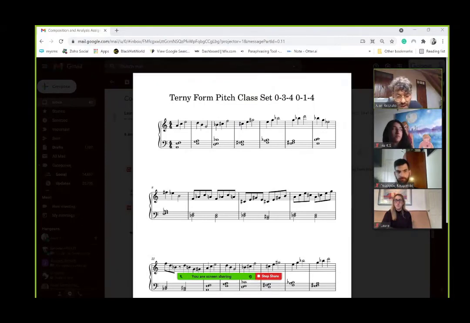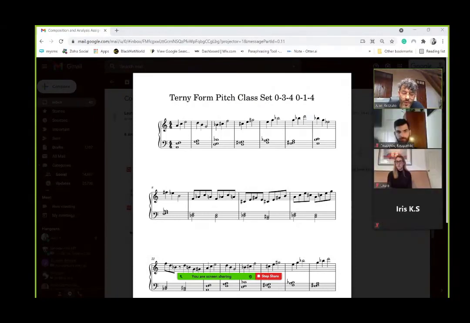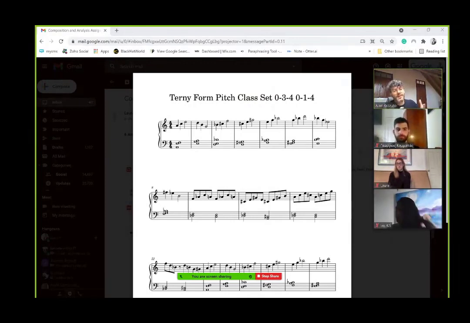in all the things we have explored, sentence, period, hybrids, in all of them, there has been a sort of quality of question and answer, right? In this one here, it looks like an elaboration of one single motif. Normally we have one or at least two contrasting motifs. Now, we are in pitch class sets. So in pitch class sets, everything is a bit more relaxed.